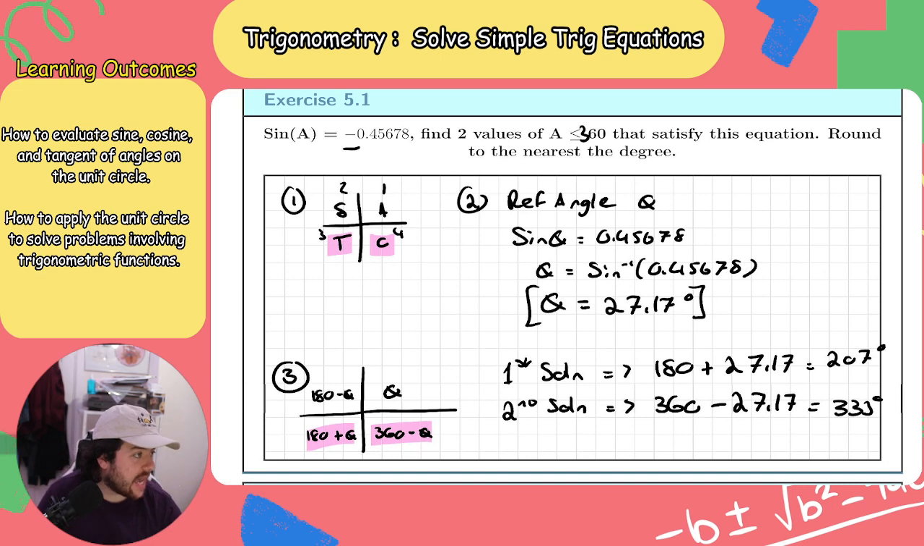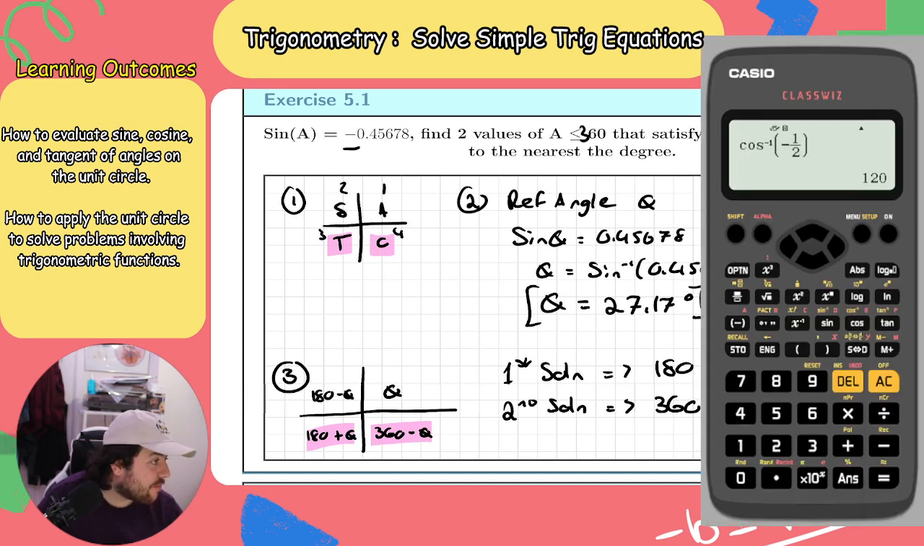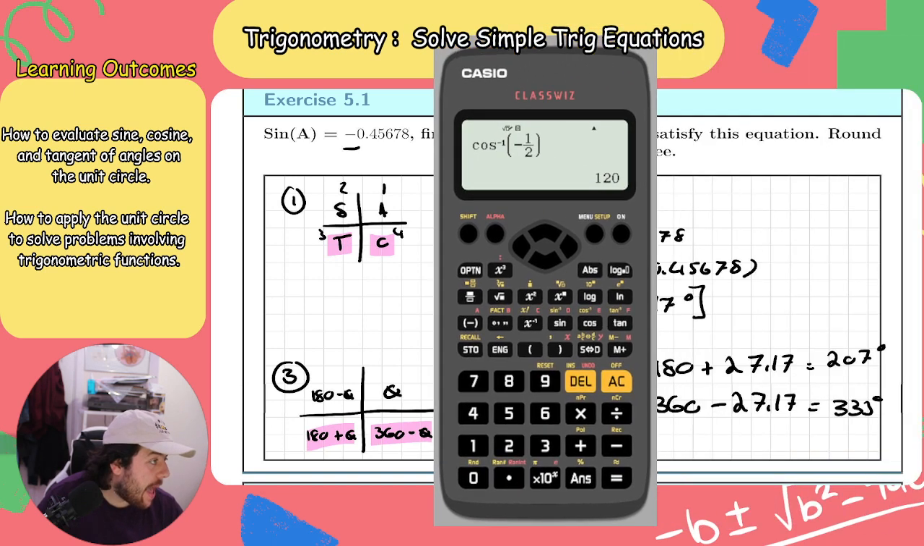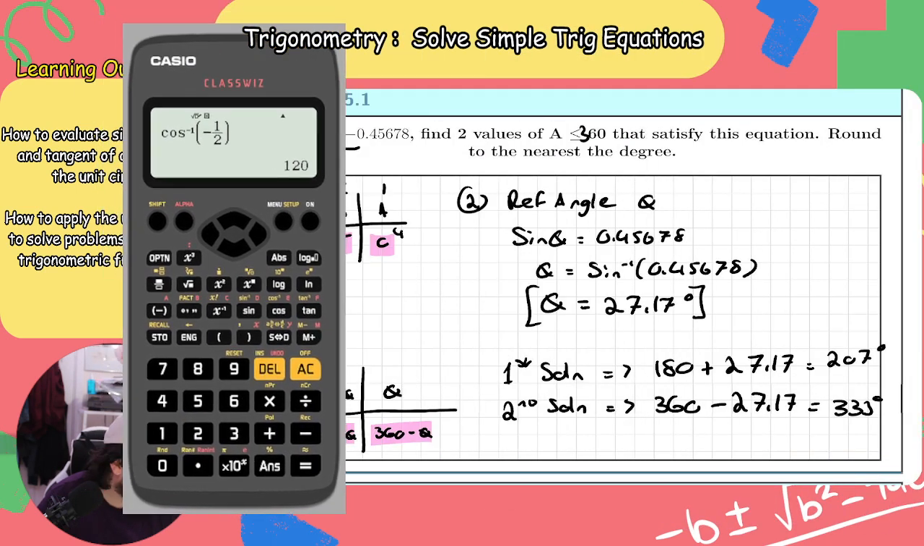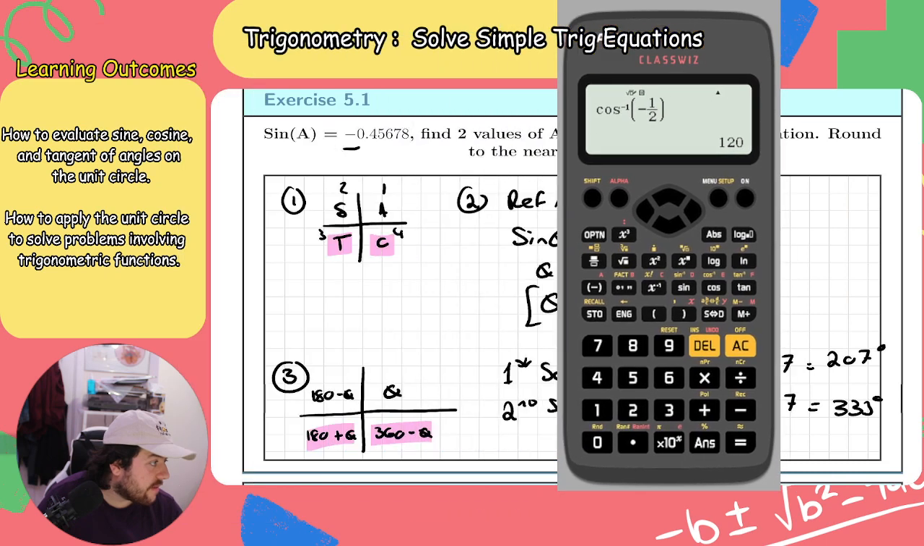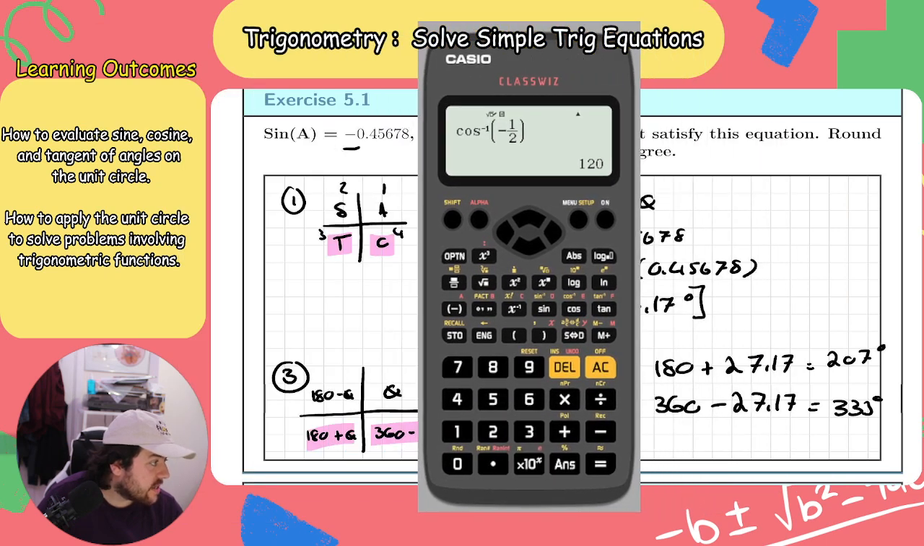And now we can test this by putting it in our calculator. So I'm going to get my calculator back up here. Now, since I did round, my answers might be slightly off, but as long as they're in the range of minus 0.45678, we should be fine. So I'm going to test these out now. So 207 and 333.